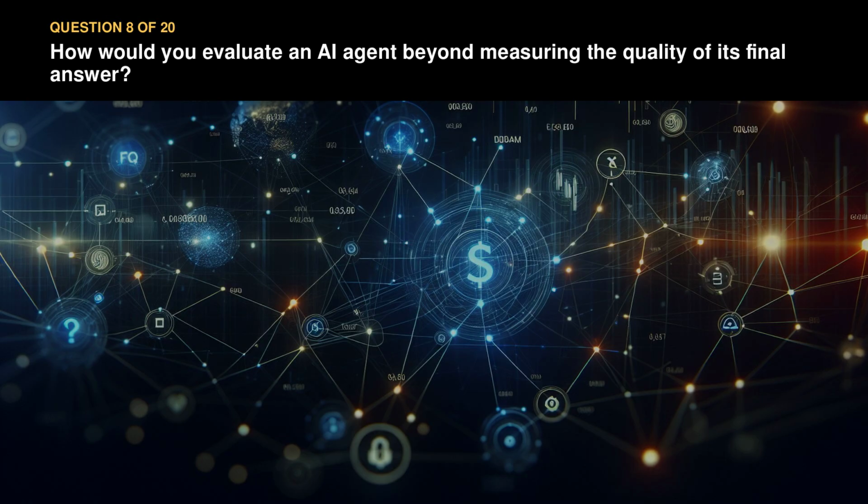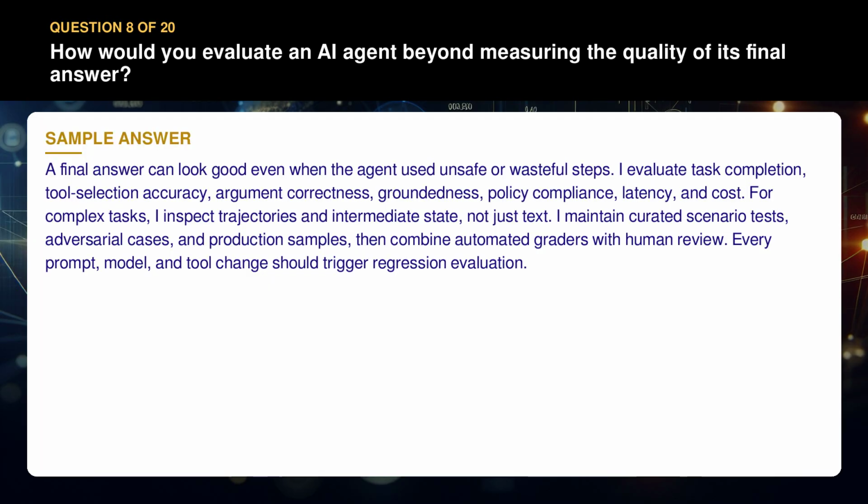Question 8. How would you evaluate an AI agent beyond measuring the quality of its final answer? A final answer can look good even when the agent used unsafe or wasteful steps. I evaluate task completion, tool selection accuracy, argument correctness, groundedness, policy compliance, latency, and cost. For complex tasks, I inspect trajectories and intermediate state, not just text.